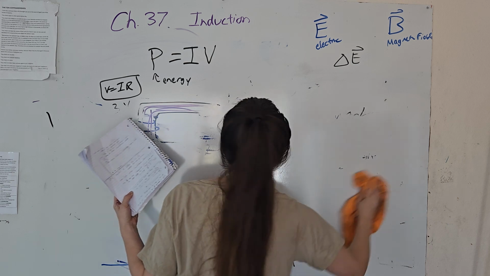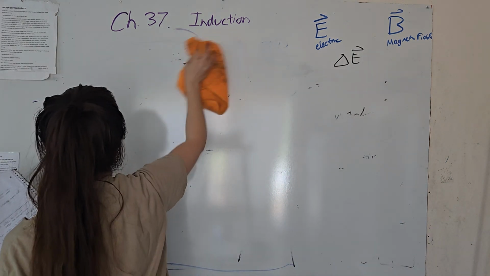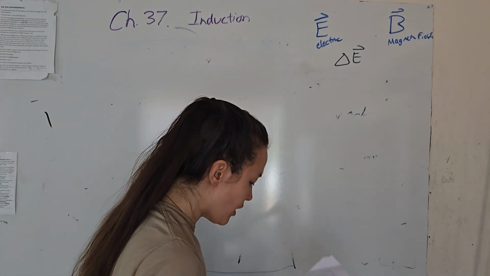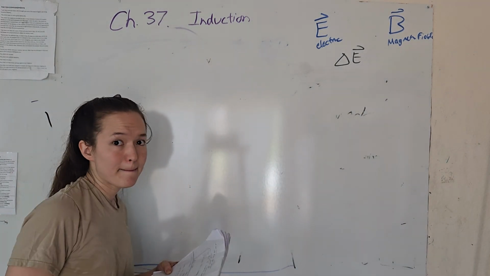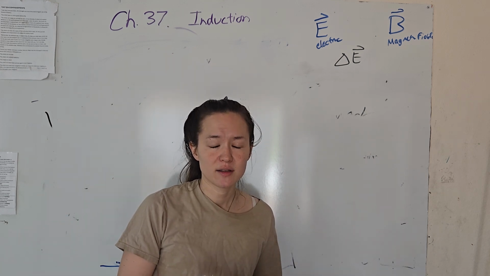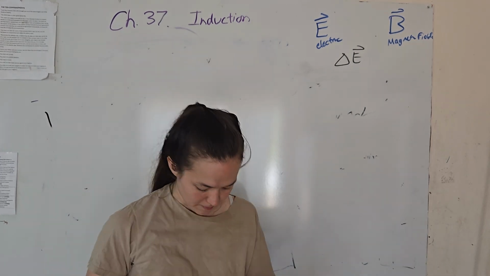Okay, so remember when we said that a changing magnetic field produces an electric field? Well, the reverse is also true. A changing electric field produces a magnetic field. So remember Faraday's law.